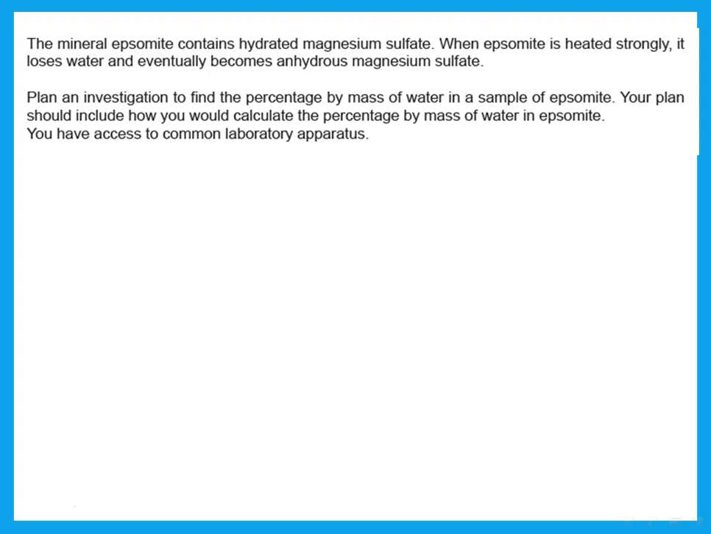He says the mineral epsomite contains hydrated magnesium sulfate. When epsomite is heated strongly, it loses water, eventually becomes anhydrous magnesium sulfate. Plan an investigation to find the percent by mass of water in this sample.